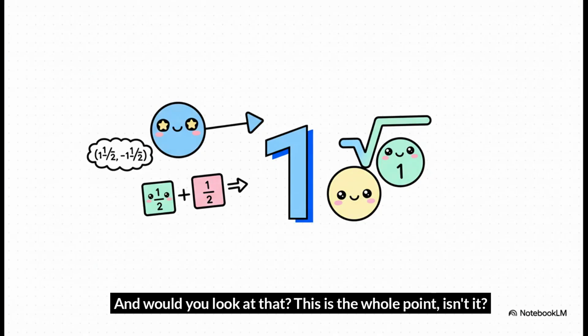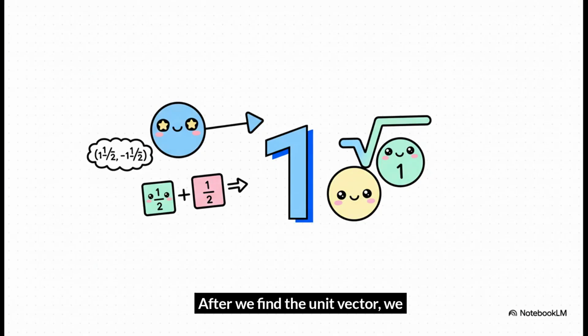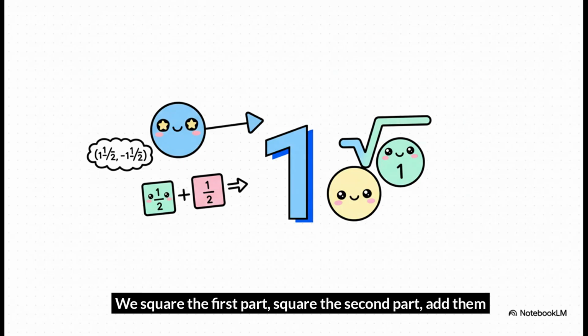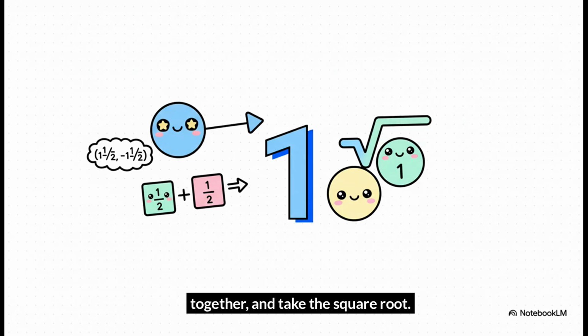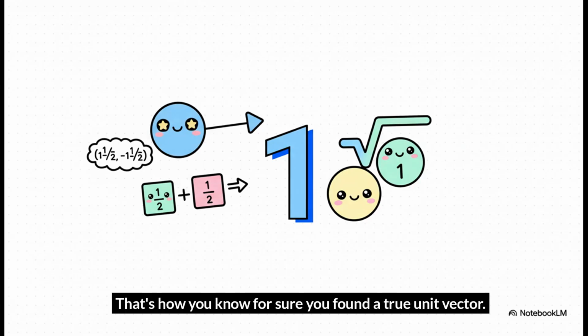And would you look at that? This is the whole point, isn't it? After we find the unit vector, we run the numbers to find its magnitude. We square the first part, square the second part, add them together, and take the square root. We get the square root of 1, which is just 1. It works perfectly. That's how you know for sure you've found a true unit vector.